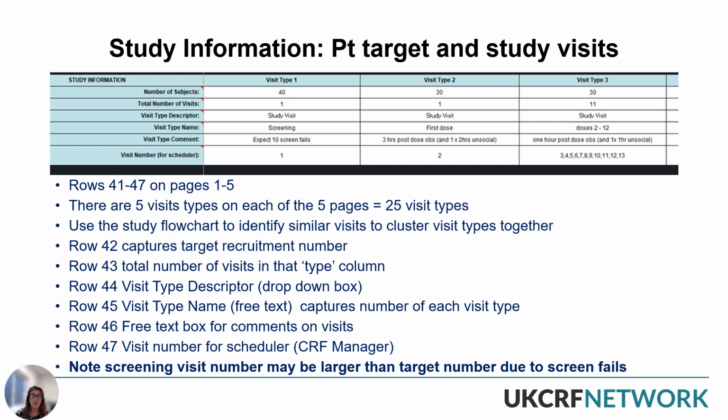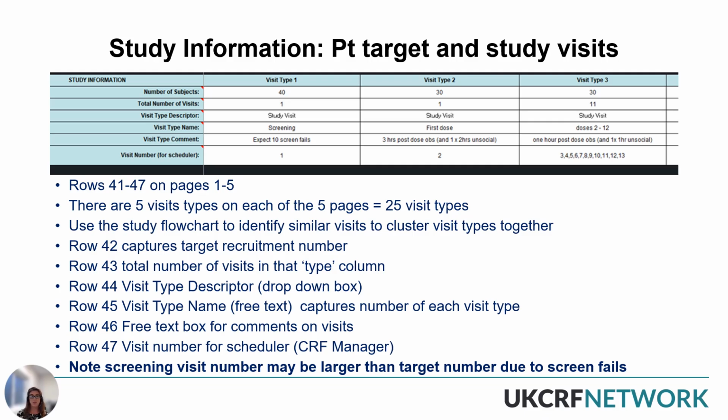We've got 5 visit types on each of the 5 pages, which enables you to have 25 different individual visit types. But what we recommend is that you use the study flowchart or the schedule of events to identify where similar visits are happening and then cluster them together.